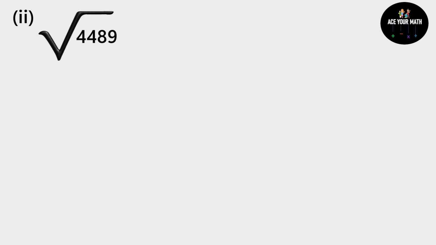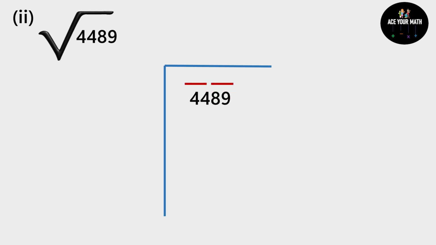Now we'll do the second sum. It is 4489. Write down the number, form lines like this. Now the next step is grouping. You will start grouping from right hand side. 89 forms one group, 44 forms another group. You will consider 44 first.